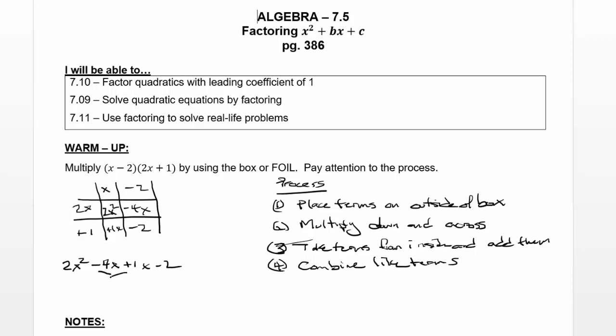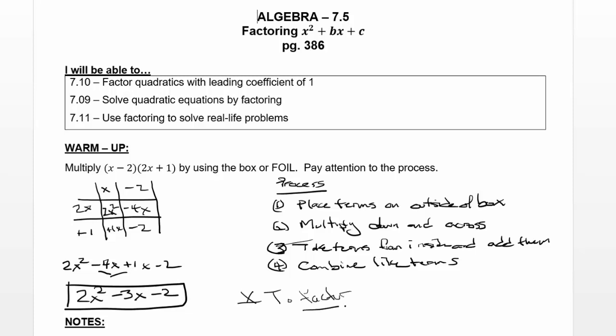And it looks like the like terms are minus 4x plus 1x, there are minus 3x's left. So when I'm all said and done, I get these two binomials multiply to be 2x squared minus 3x minus 2. And that's great. Today, we're going to do the exact opposite. We're going to unmultiply, which is called factoring. To factor, we're going to do this in reverse.